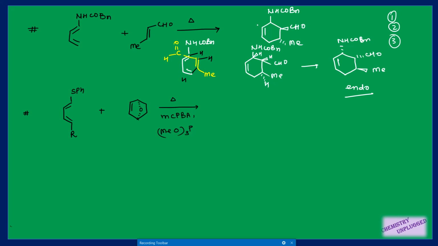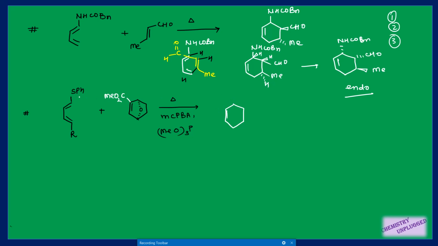Then in the next case we are taking here, this one is again a 4+2 cycloaddition. So simply these two groups which are going out of this molecule will remain on the same side. Here we have this ester group also, it was missing in the question.